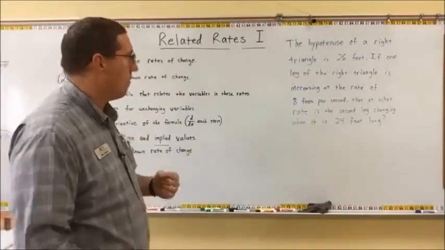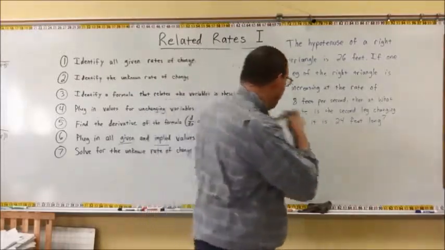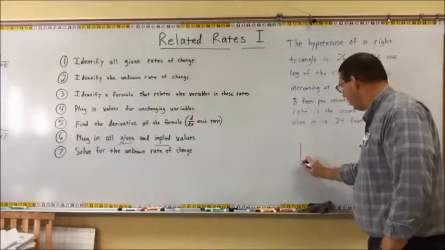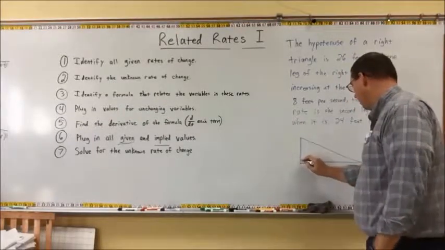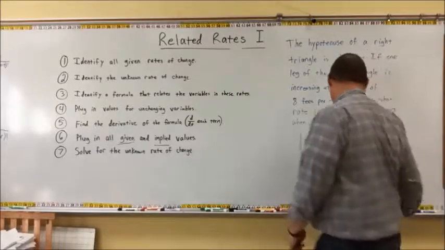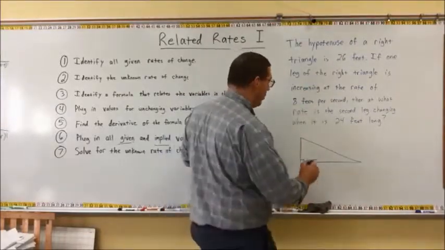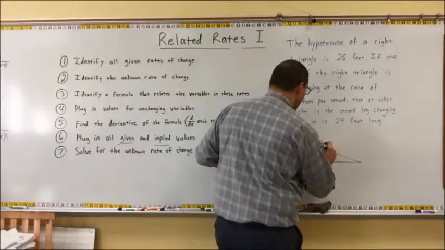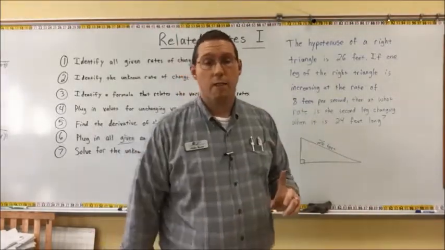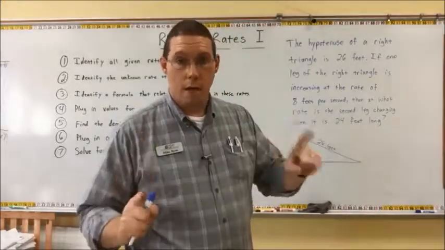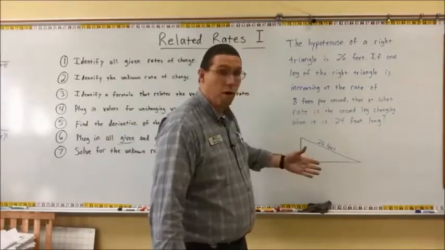All right, so here's what we have. We have a right triangle. It says the hypotenuse of a right triangle. In fact, to make this easier to understand, let me draw a right triangle. Here's a right triangle. Okay, there we go. And it says the hypotenuse of a right triangle, that's this, is 26 feet. So that means that the hypotenuse is not changing. The hypotenuse is constant, which means that if anything is changing, it's the legs of the right triangle.